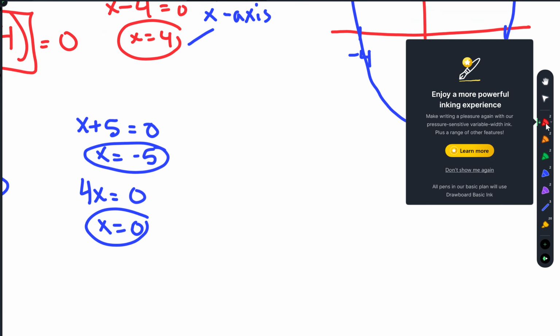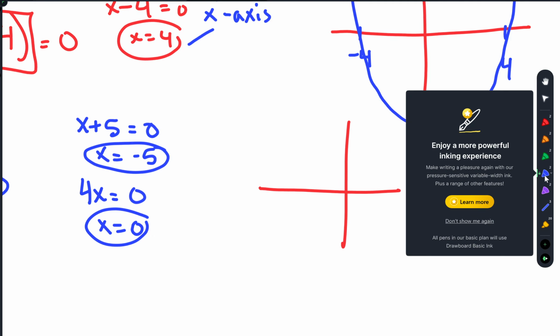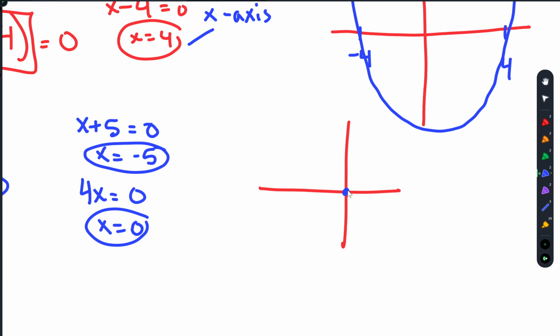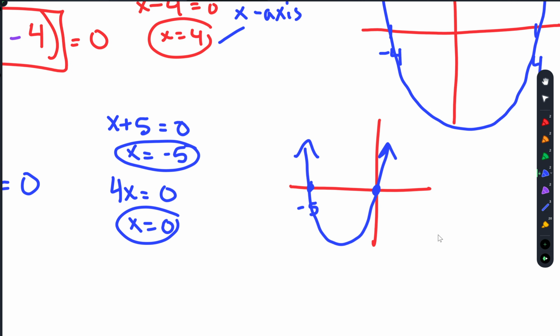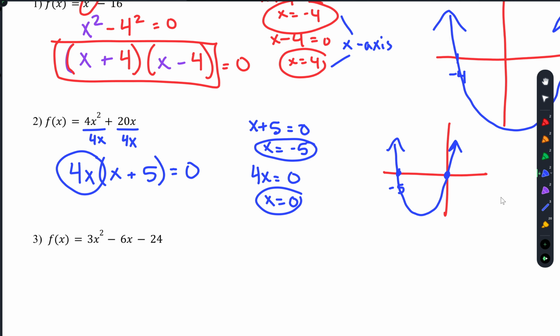And we're going to do a quick graph again. It's going to look something like this. I'm going to put solutions at 0 and at negative 5 and draw my parabola. Everybody happy with that? Two more.